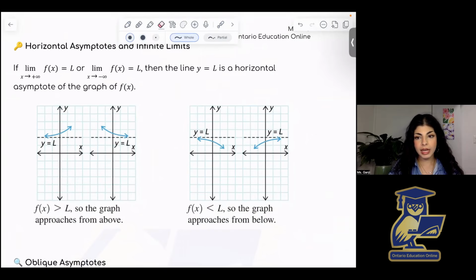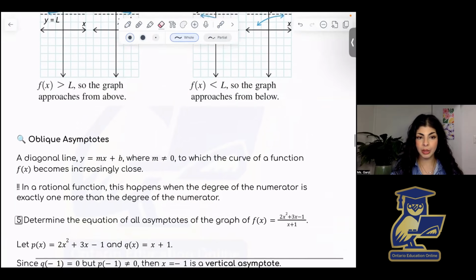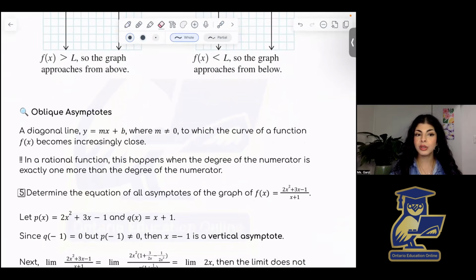And finally, let's look at our last type of asymptote, which is oblique asymptotes. We've seen vertical, we saw horizontal, and now we're going to see asymptotes that are diagonal lines. So lines of the form y equals mx plus b, which is just a straight line, but m is not equal to 0, because if it was equal to 0, then we just have a horizontal asymptote. If the curve of the function f of x is becoming increasingly close to a diagonal line, such as y equals mx plus b, then we say that that is an oblique asymptote.